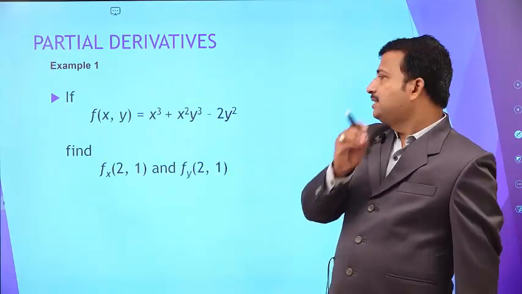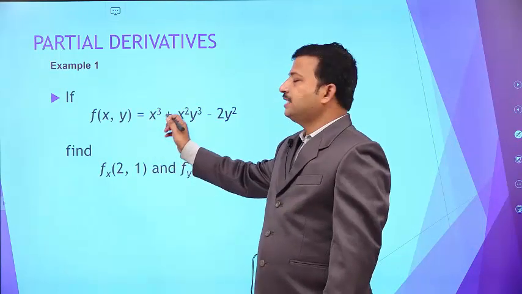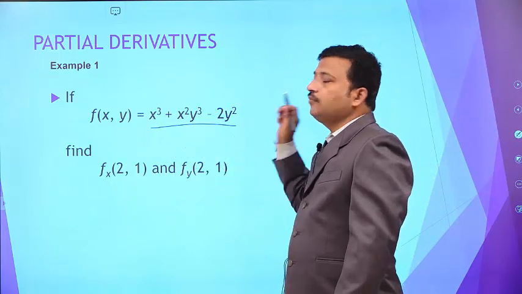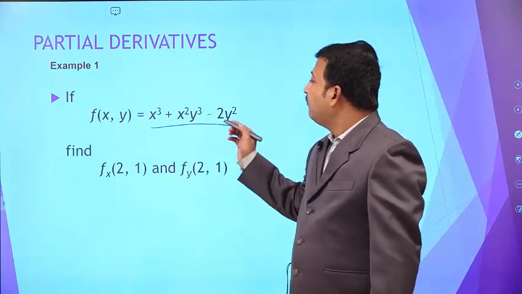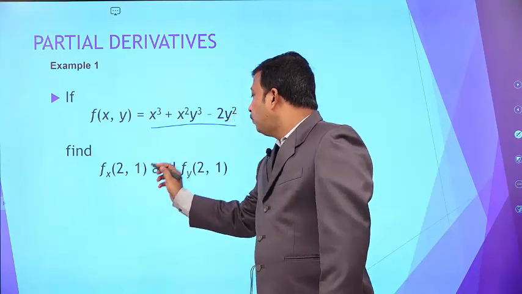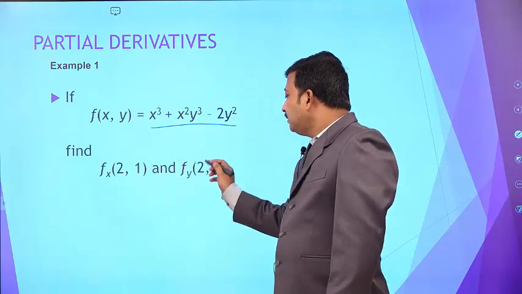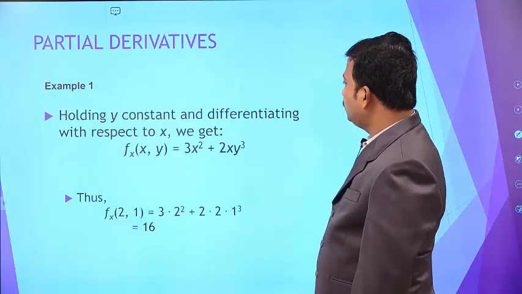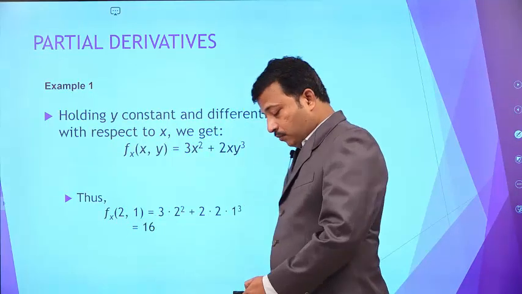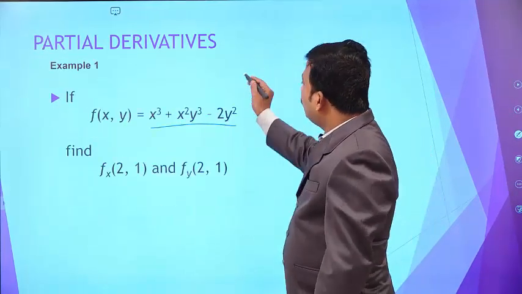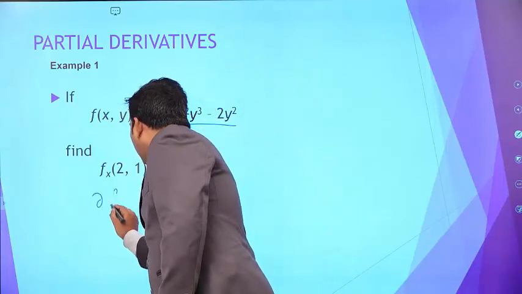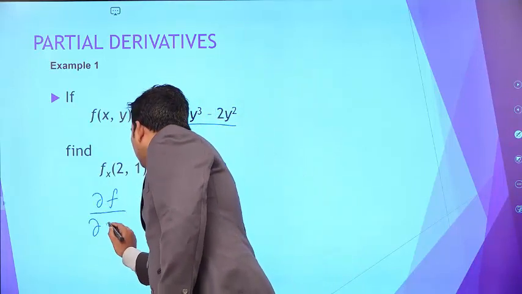So let us take a small example. F of xy is x cube plus x square y cube minus 2y square. This is given to you. What is fx? We need to find fx at 2, 1 and fy at 2, 1. So what will we do? Fx at 2, 1. What is fx? So fx is nothing but dou f by dou x.